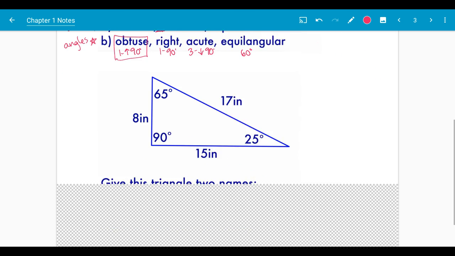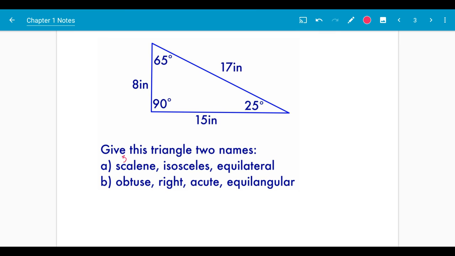So if we go down to this next one, I'm going to label these, and then I'll have you pause. Scalene means no equal sides. Isosceles, capital I, means 2 equal sides. Equilateral means 3 equal sides. Obtuse is 1 over 90 degrees. Right means 1 is 90 degrees. Acute means 3 under 90. And equiangular means they're all 60. So these are sides, angles. I'd like you guys to pause the video and try to figure out what the 2 names would be here. So pause the video and try.